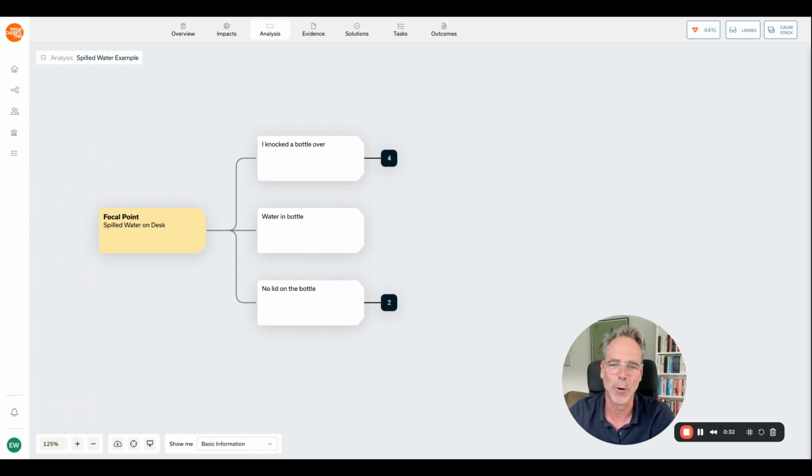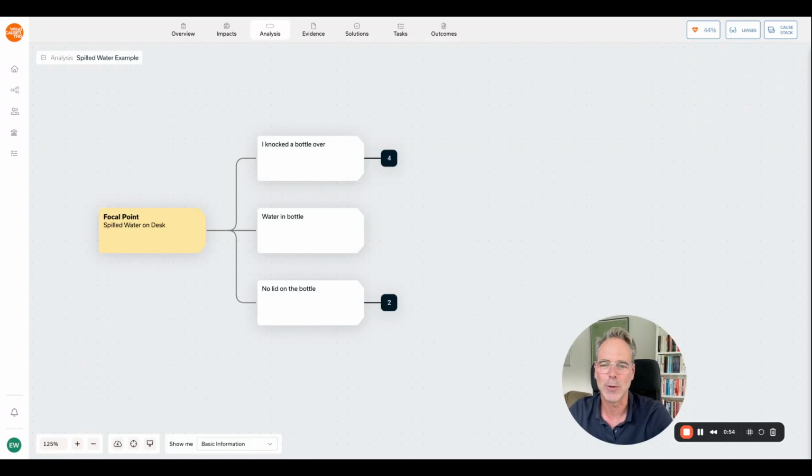You'll see there's a simple cause and effect chart that I'm sharing with you on the screen. We've got a focal point of a spilled water event, spilled water all over a desk. And the causes of that were that I knocked a bottle over, that bottle had water inside it, and there was no lid on that bottle at the time when I knocked it over. Those are our three initial causes.